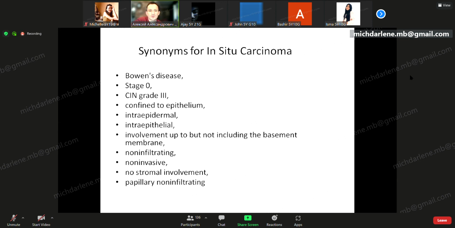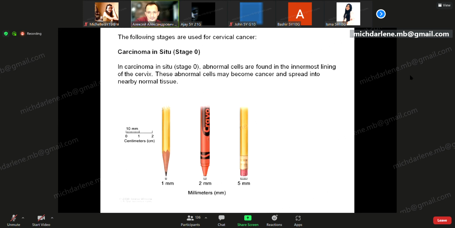If we have carcinoma, we will see the same picture. Why? Because take a look at the stages, guys. Carcinoma in situ, stage 0, can be not more than 5 millimeters. Try to imagine 5 millimeters. Will it result in bleeding or pain? Of course not.